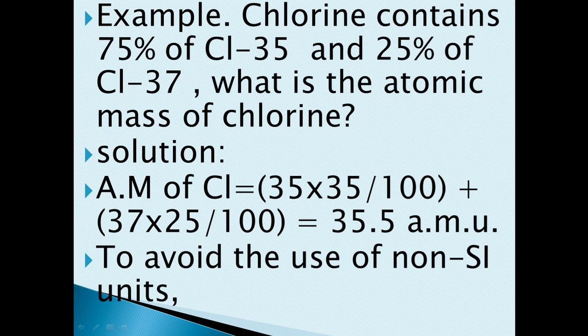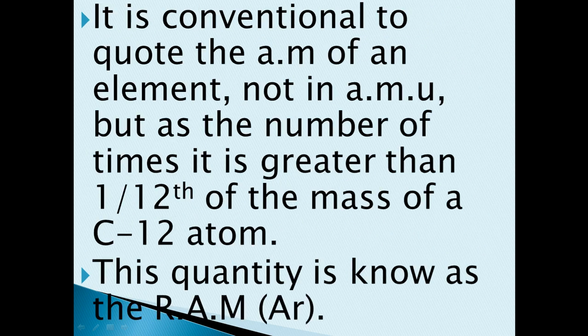So you see you can calculate, if an atom has 3 different isotopes, you need to get all their ratios and multiply by their masses, and we are going to get their atomic mass. And when we express it in atomic mass unit, it means that we are comparing it to the mass of 1/12 that of a carbon atom. But chemists don't always use atomic mass unit. We avoid it. So to avoid the use of non-SI units, we need now to think about relative atomic mass instead.